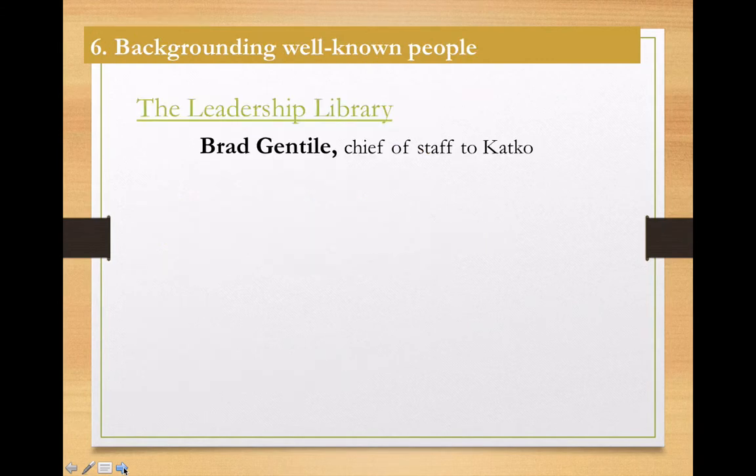Welcome back. Let's talk about how to background well-known people. The Leadership Library is best for people who've worked in government. So let's say you wanted to find a little bit of information about Brad Gentile, who's the new Chief of Staff to Congressmember Katko. Check out the Leadership Library and note, who has Mr. Gentile worked for before? Again, another question your prof might ask you in the next class. Well, I hope you found that was interesting about Mr.